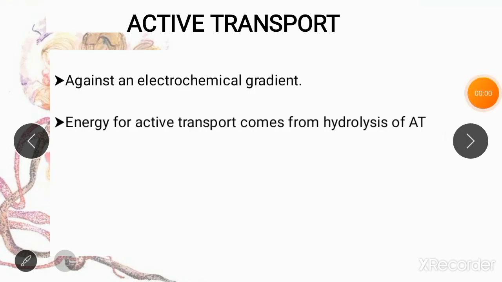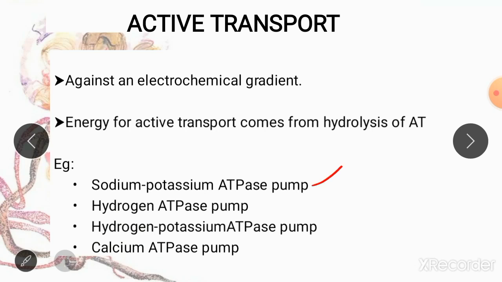So let us discuss how the active transport takes place and what are the substances which are transported through active transport. As I already mentioned, active transport is always against the electrochemical gradient, and energy is utilized by hydrolysis of ATP. Examples are the sodium potassium ATPase pump, the hydrogen ATPase pump, hydrogen potassium ATPase pump, and calcium ATPase pump. These pumps are present in specific parts of the nephron. For example, the sodium potassium ATPase pump is present almost along the whole length of the nephron, but it is very important in the principal cells of the distal convoluted tubule.